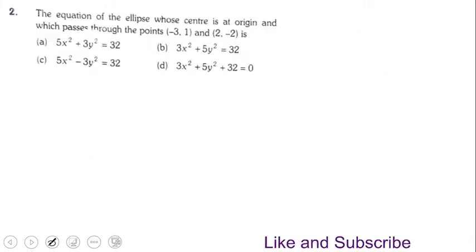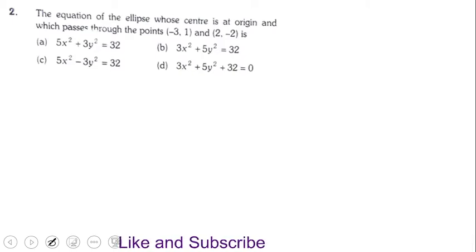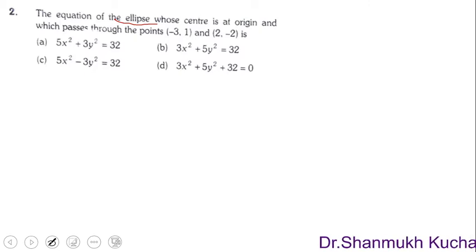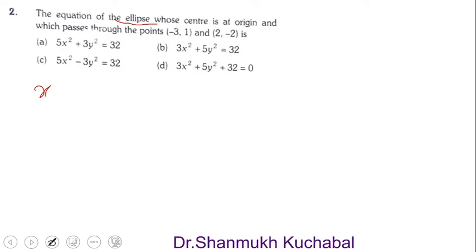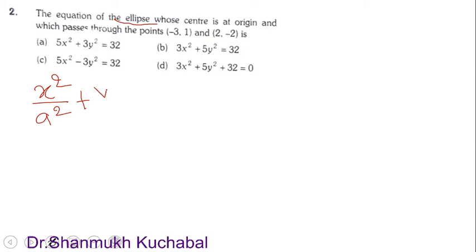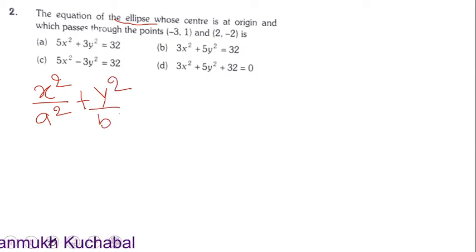Next, find the equation of the ellipse whose center is at the origin and which passes through the points (-3, 1) and (2, -2). Here the given geometry is the ellipse. The ellipse formula we have to write is x square by a square plus y square by b square equal to 1. Further, we will take the first point.